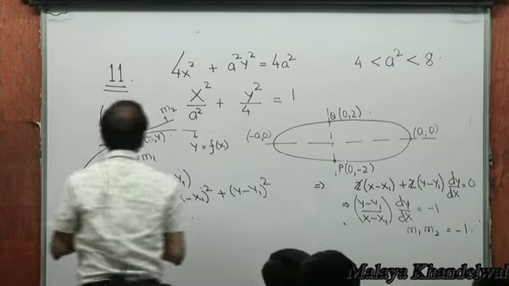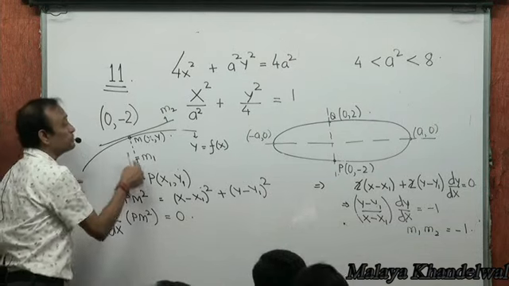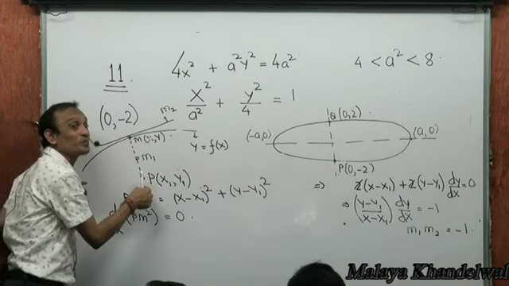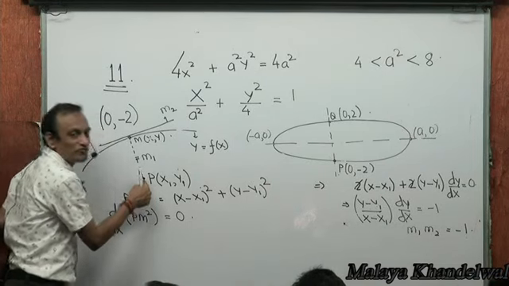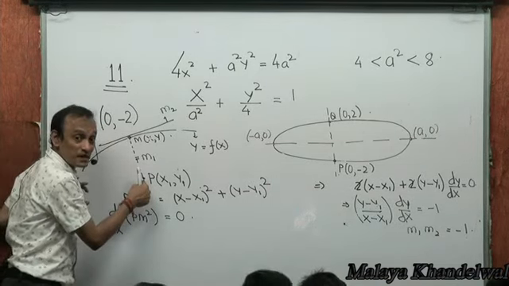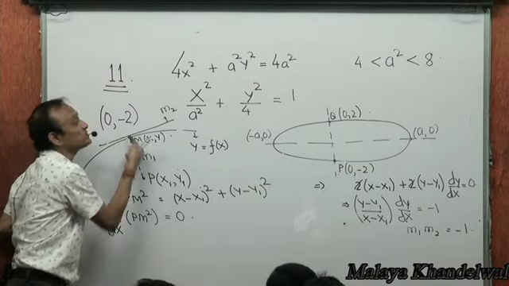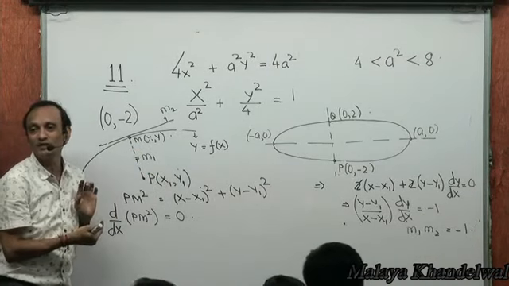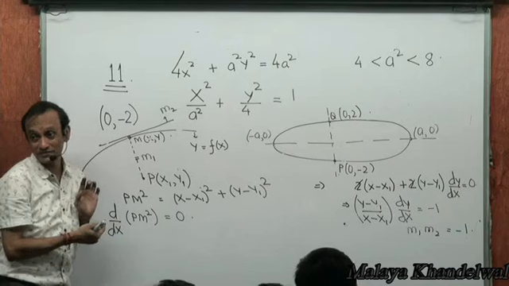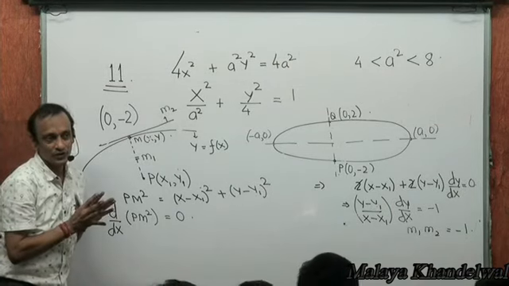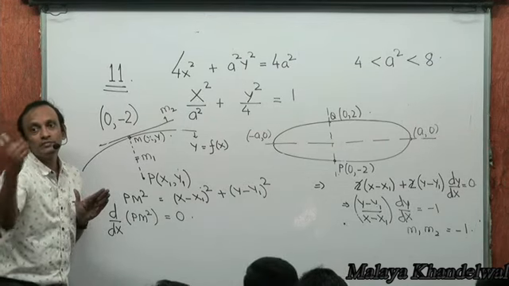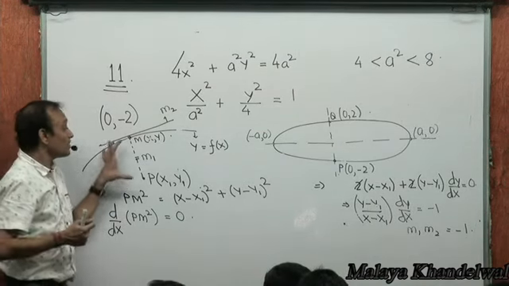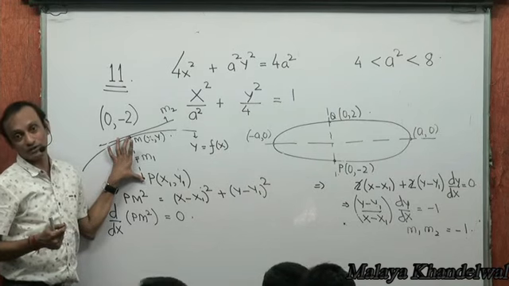That means Pm is along the normal to the curve. That means the shortest distance of P, or the greatest distance of P from the curve, will always be along the normal to the curve. Yes or no? The shortest or the greatest distance of a point P from the curve is always going to be along the normal to the curve.